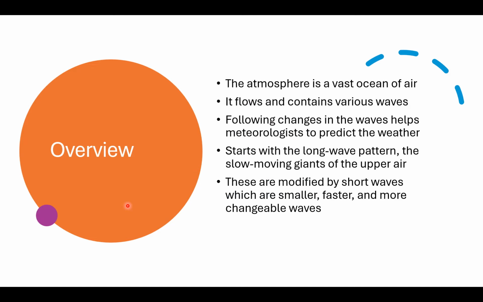What you want to think about here when we talk about this type of stuff is the atmosphere being a vast ocean of air. It flows and contains various waves. There are various waves embedded within this vast ocean of air known as the atmosphere. Following changes in the waves helps meteorologists to predict the weather, believe it or not.